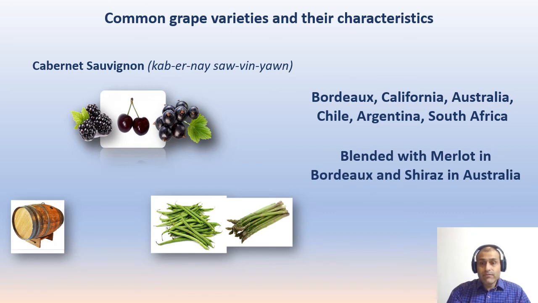So yeah, blended with Merlot in Bordeaux, and Cabernet Sauvignon and Shiraz blends are very common in Australia as well. So very important grape, very common grape, found all around the world. But we will stick to these regions just as mentioned over here.